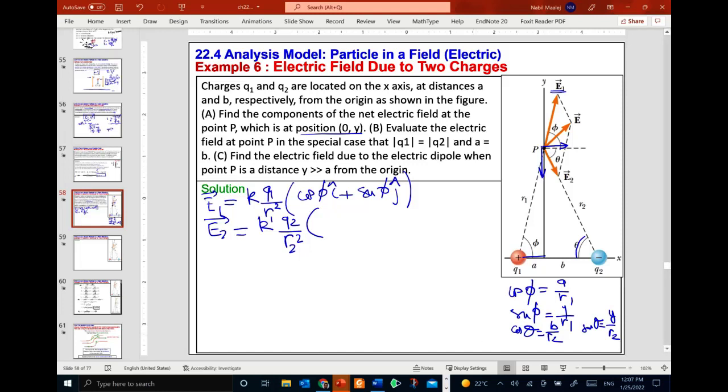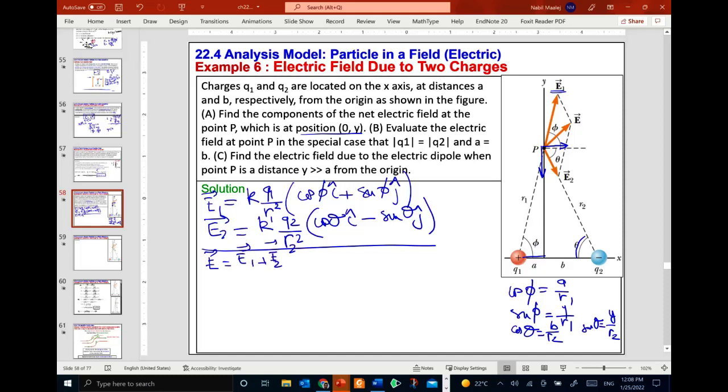The x component is positive, so I can write cosine theta i. However, the y component is negative. You can see the y component of E2 is negative, so I have to write minus sine of theta j. I can replace the values of cosines and sines because I have them. And basically, if I want to find the components of the net electric field, E, the total electric field, is just E1 plus E2.